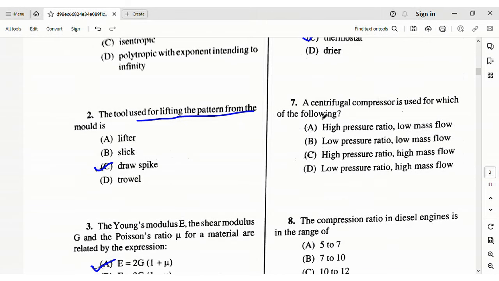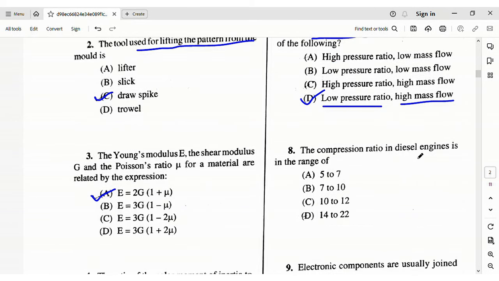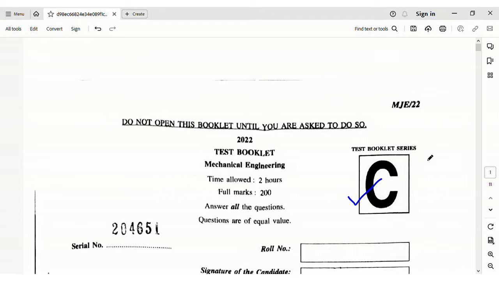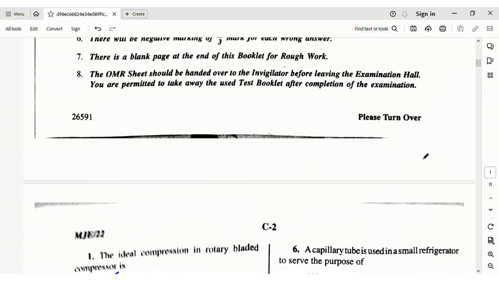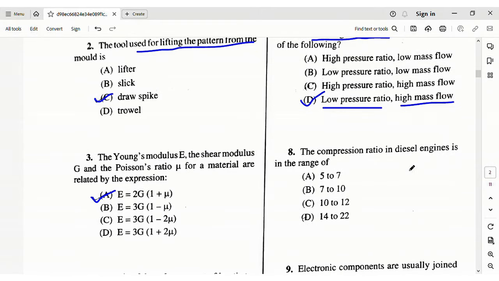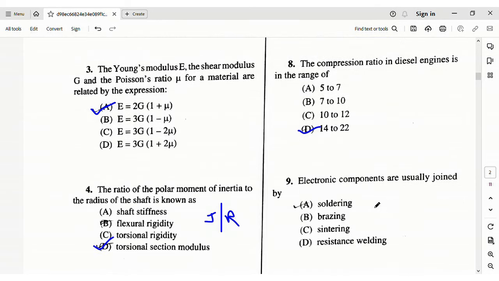Next question. A centrifugal compressor is used for which of the following? So in case of a centrifugal compressor, we know that the pressure ratio is low and the mass flow rate is high. So the answer D will be the correct answer. The compression ratio in a diesel engine is in the range of 14 to 22.